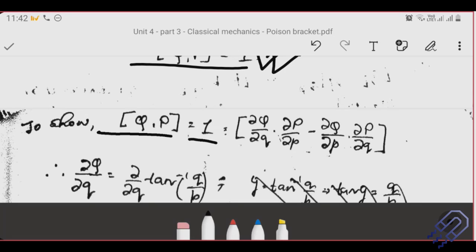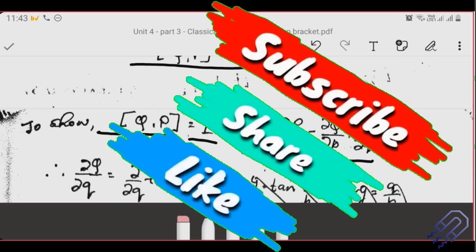You will always differentiate with respect to the old set of coordinates. The old set of generalized coordinates has small q and small p. So it will be ∂Q/∂q ∂P/∂p minus ∂Q/∂p ∂P/∂q. That's the way you write it. Now everything is more or less mechanical, very much trivial. You can just follow the steps here. The first thing I have to find out is ∂Q/∂q.